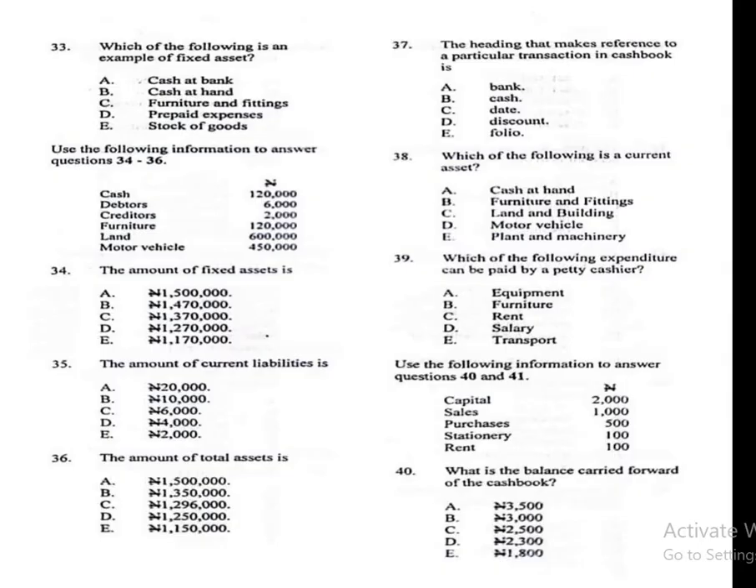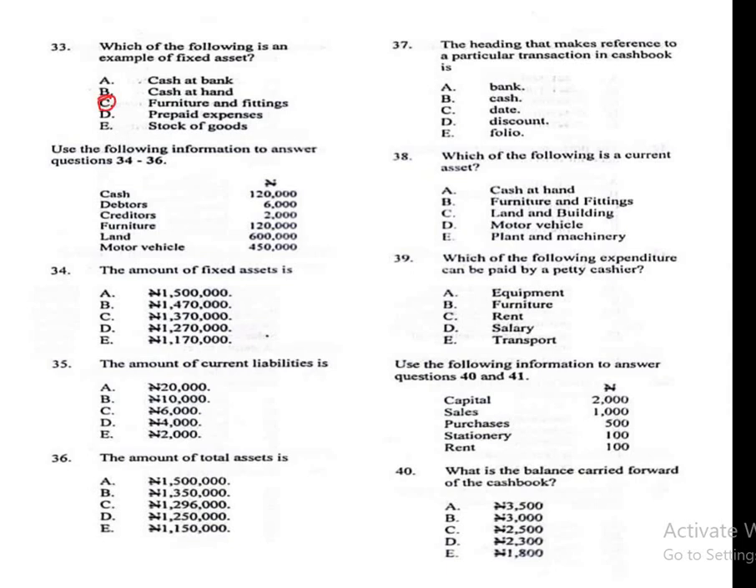Question 33. Which of the following is an example of fixed asset? A. Cash at bank. B. Cash at hand. C. Furniture and fittings. D. Prepaid expenses. E. Stock of goods. The correct answer is C. The example of fixed assets is furniture and fittings.